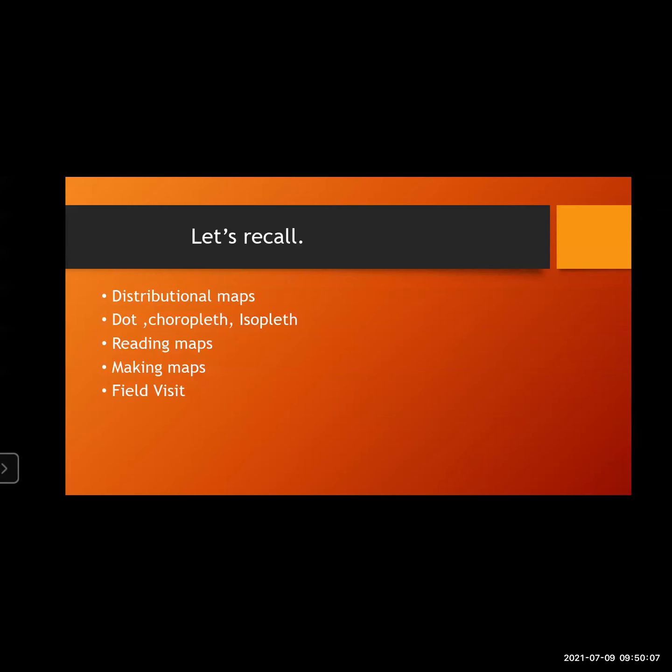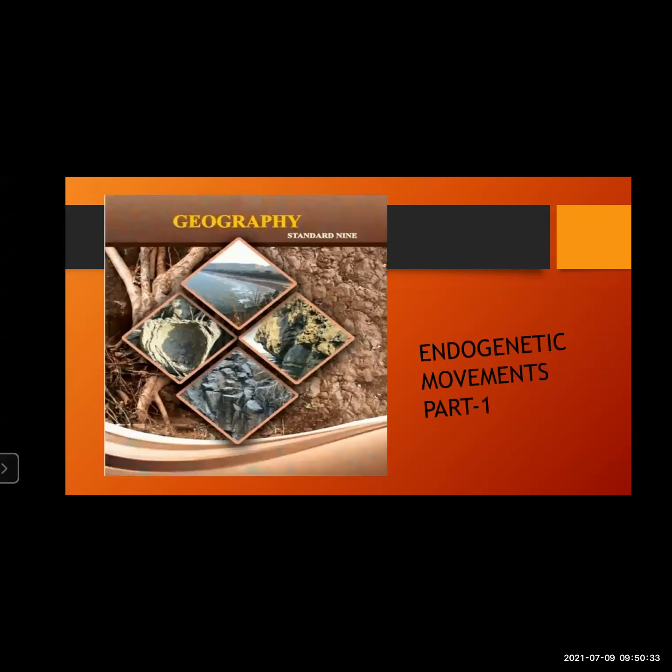In the last section of the last lecture, we took the concept of field visit, which was included in the lesson, and we completed the planning, preparation, the things to be carried, and what precautions should be taken during the field visit. The important part related to the field visit was report writing. So let's move to today's lecture.